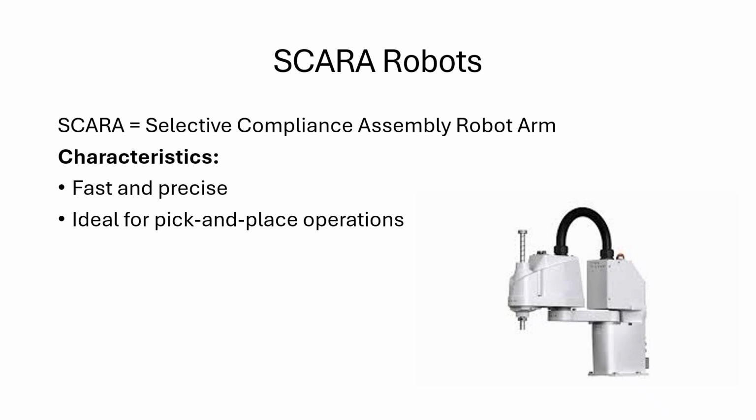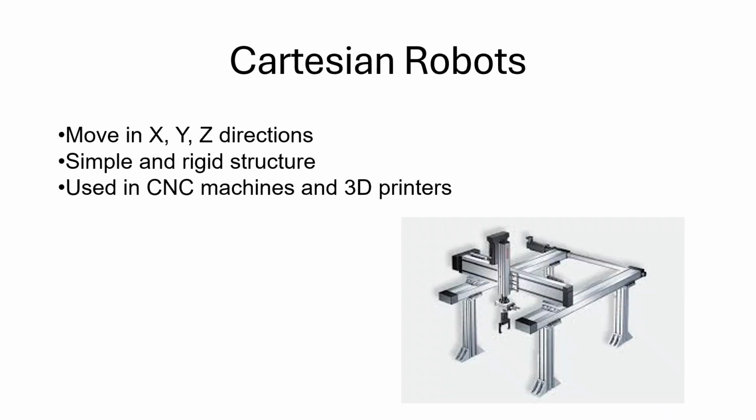So the next one is the Cartesian robot. Cartesian robots operate in straight lines along the XYZ axes. This simple, rigid design makes them ideal for CNC machines, 3D printing, and automated manufacturing.